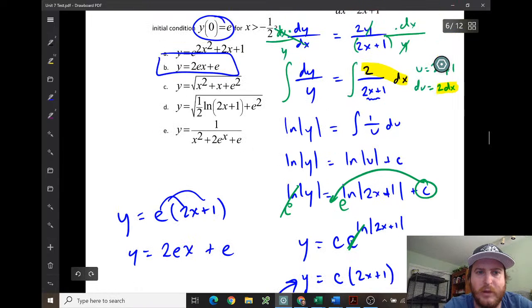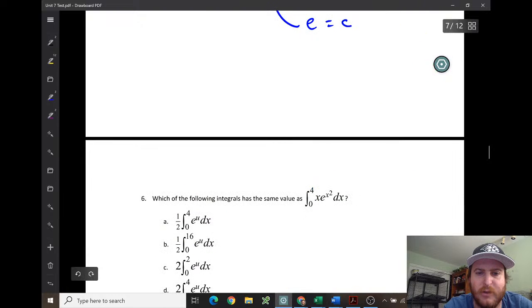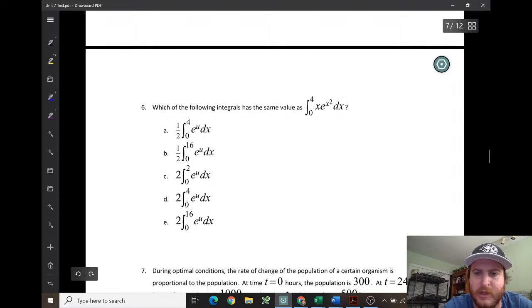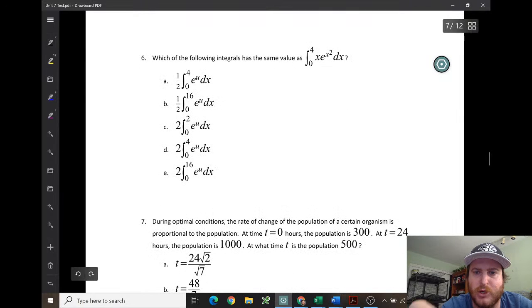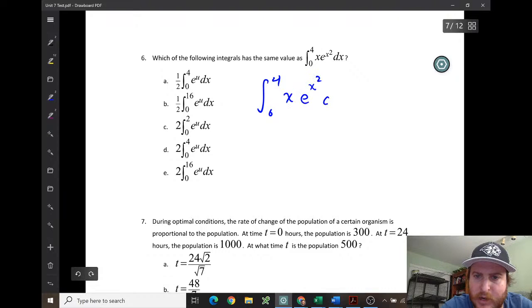But this one was probably one of the harder questions on the test. It was balanced out though. I think questions 1 through 4 were honestly pretty easy, and so is question 6. So this one is asking us to kind of match up with u-substitution: the integral from 0 to 4 of x e to the x squared dx.